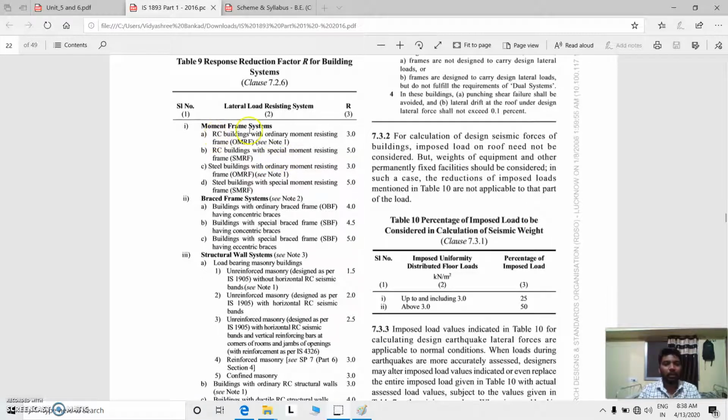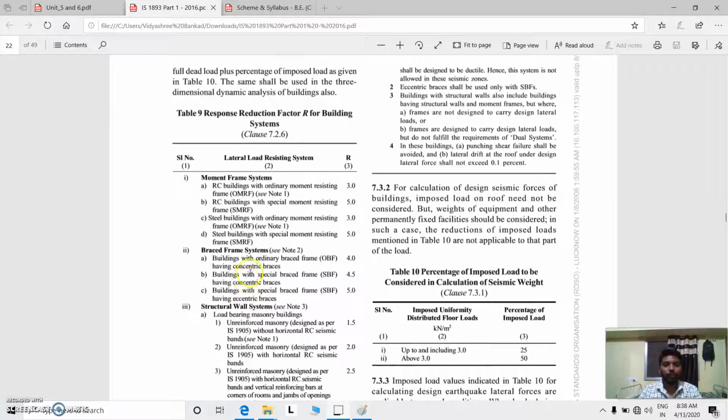So here, moment frame system, braced frame system, we have different types of systems provided with the frames. The main important ones are moment frames. Moment frames for the particular systems are ordinary moment resisting frame and special moment resisting frame, and these two are the main important structures we are going to provide in our building. So before calculating the total lateral force, we have to decide which moment resisting frame we are going to provide in a structure, that is, ordinary moment resisting frame or special moment resisting frame.